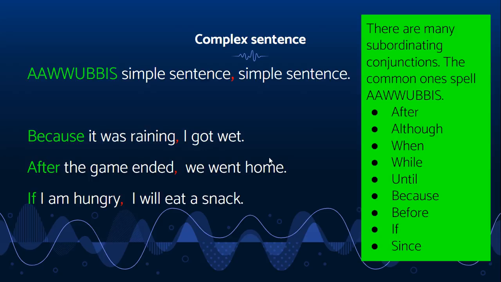When you're writing a complex sentence, you're going to start with that AWUBIS conjunction. Here is the list again: after, although, when, while, until, because, before, if, since. You start with an AWUBIS, simple sentence, comma, simple sentence.